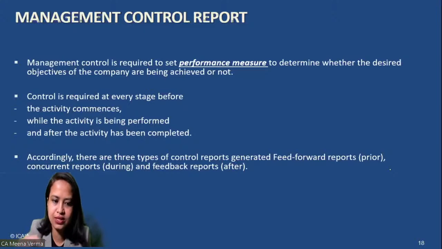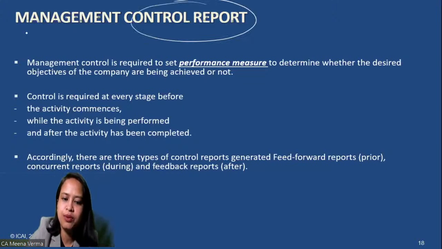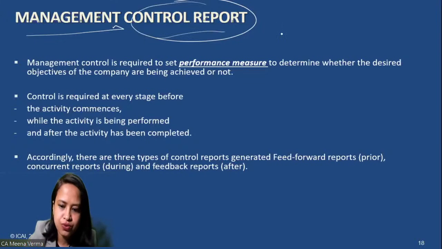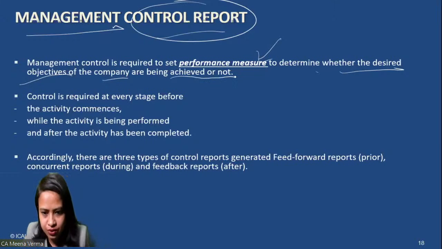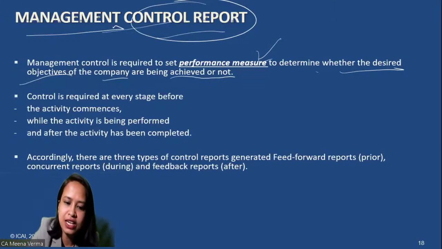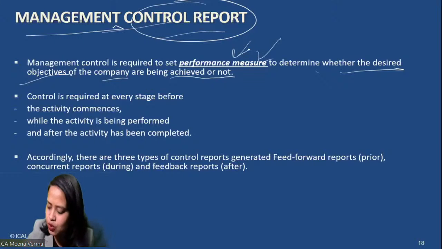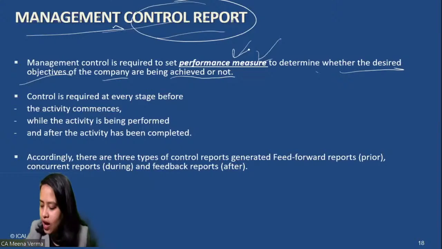Let us understand this. So what is a control report? What is a management control report? This management control is required to set performance measures to determine whether the desired objectives of the company are being achieved or not. So management control is a performance measure. You are measuring the performance in order to ensure whether you have achieved the objective or not, whether you have improved the situation, whether you have removed the errors and problems or not.